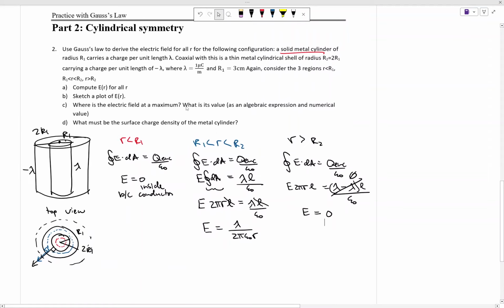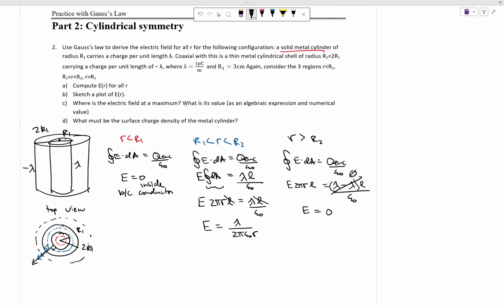Let's sketch a plot of this. R1, R2. So this plot will be pretty simple. It's 0 inside the conductor. In between R1 and R2, it drops off proportional to 1 over R. And then outside, it's also 0.